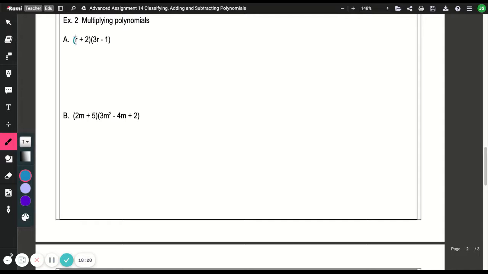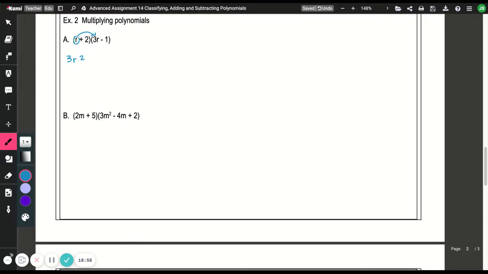I need to take this r and distribute it through and multiply, because this is a multiplication problem, by both terms in the other group. So I'm going to multiply r by 3r. When you multiply the coefficients, which are the numbers in front, I have a 1 times a 3 is 3. And when you multiply the variables, you add exponents. So I have an r to the first and an r to the first. I'm going to add those exponents and get r to the second.